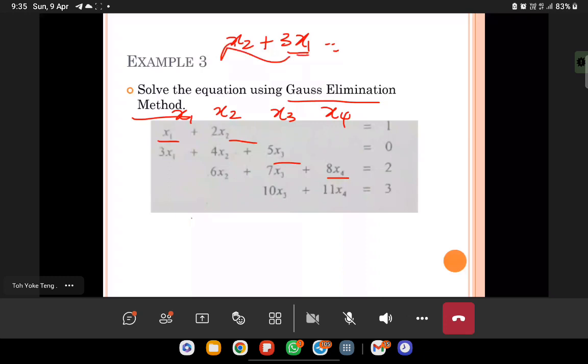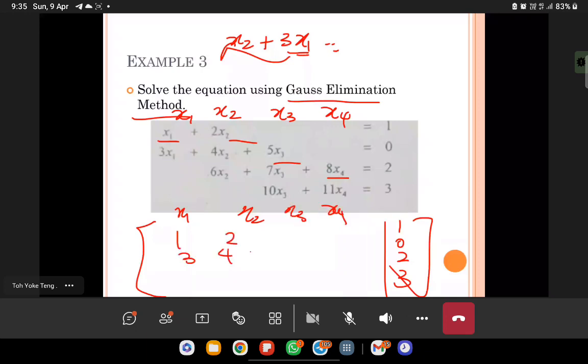So the first step, we write it as the augmented equation. So x1, x2, x3, x4, 1, 2, 3, 4, 5, 6, 7, 8, 10, 11, 0, 0, 0, 0, 0, 0. We don't have the value, so we just write it down as zeros here. And then if you are confused, maybe you can write it as x1, x2, x3, x4, and then fill in the coefficients here. So up to you. For me, I prefer to write it down and then gather the coefficients here.